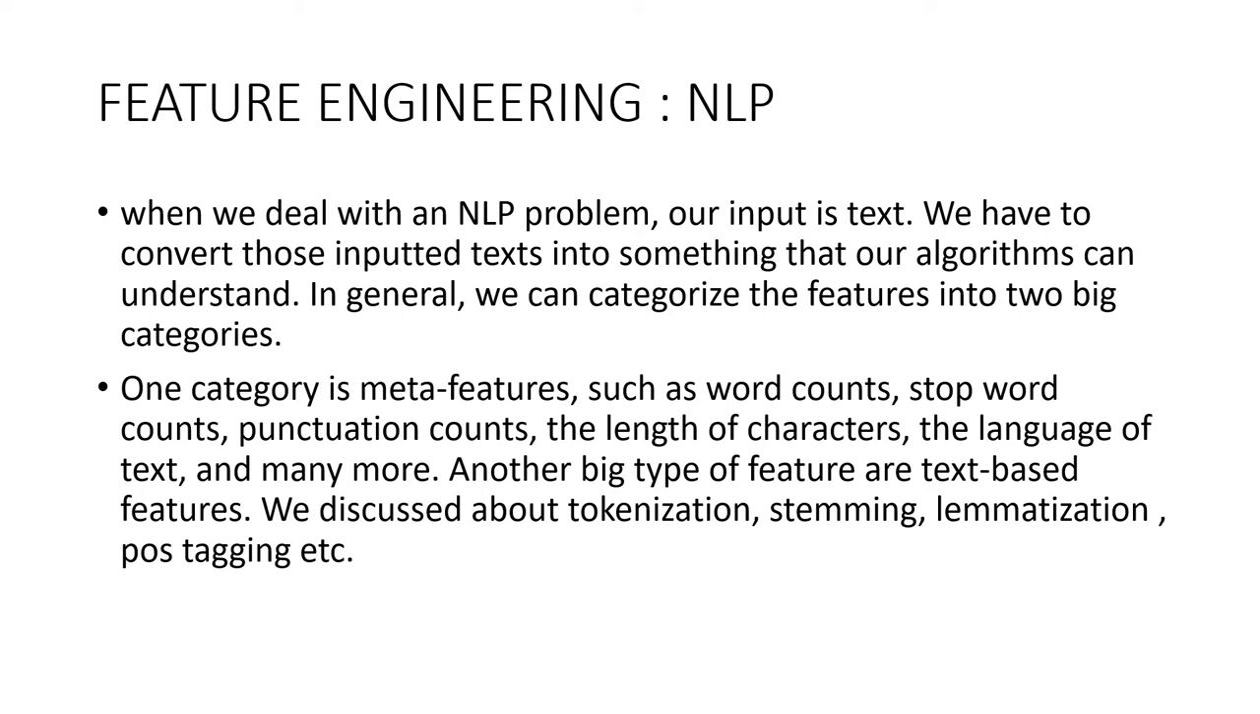Feature engineering. Let's start with feature engineering in NLP. When we deal with an NLP problem, our input is text. We have to convert that input text into something that our algorithms can understand. In general, we can categorize the features into two big categories. One category is meta features, such as word counts, stop word counts, punctuation counts, the length of characters, the language of text, and many more. Another big type of feature is text-based features. We discussed already tokenization, stemming, lemmatization, POS tagging, etc. We already discussed those aspects.